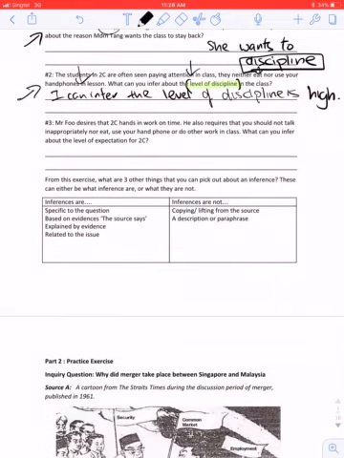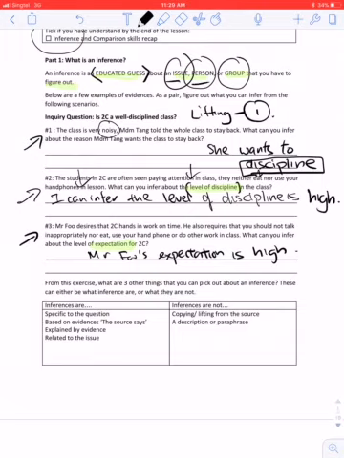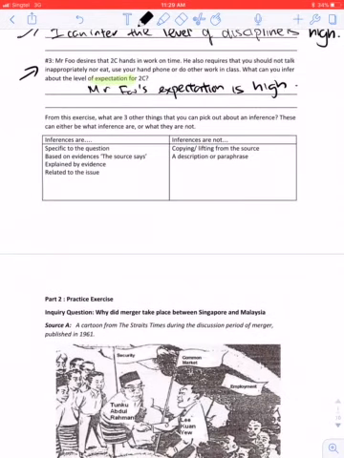Okay, next, Mr. Fu desires to see Hanjin work on time. You should not talk inappropriately nor eat, use your handphone, or do other work in class. What can you infer about expectation? Here, highlight the word. They're asking you about expectation. So I can infer that Mr. Fu's expectation is high. Okay, give me an educated guess about the issue, person, or group that they want you to figure out about. So based on this summary, you can see that inferences are specific to the question of what they're asking you about based on evidence.